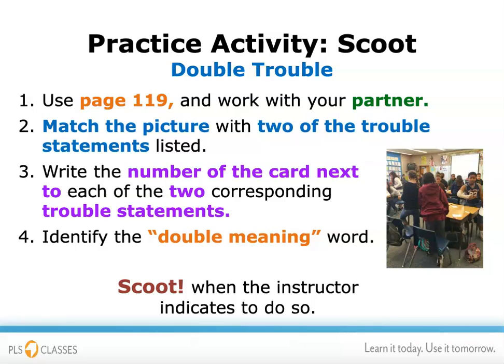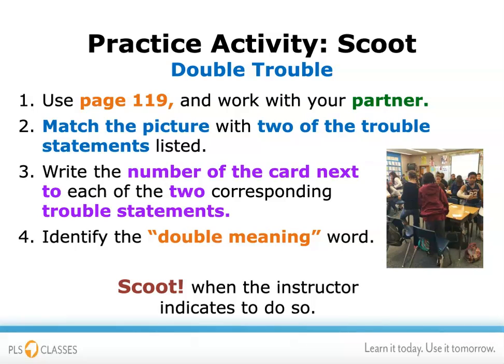Let's continue our exploration of practice activities. Next, you will experience an activity called Scoot, which adds movement to practice. Please locate page 117, Activity Scoot, Double Trouble, and read the introductory paragraphs, highlighting points that are relevant to you. Please go to Canvas Modules, Section 4, Part 2, Scoot for the revised activity directions and your partner groups.